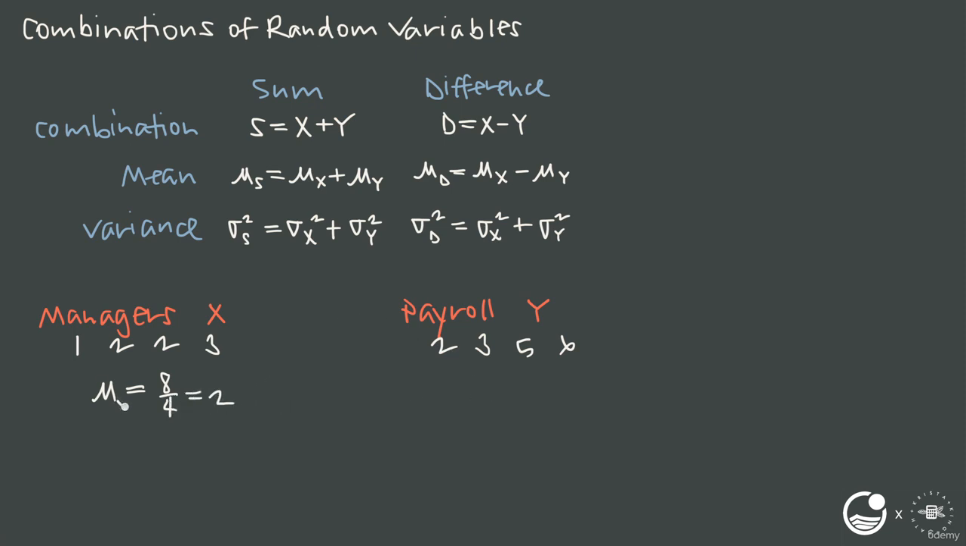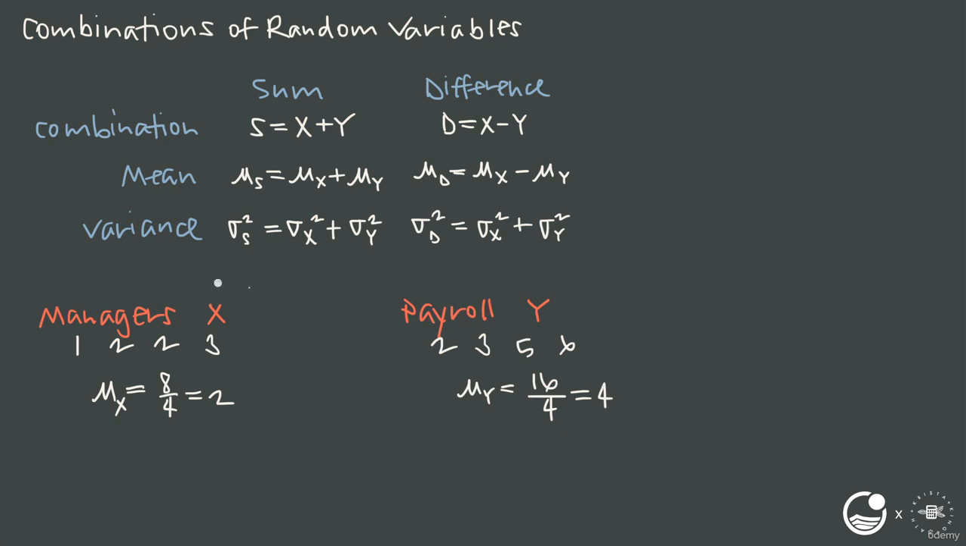And then over here, we'll say this is the mean with respect to the variable x. And then over here, the mean of the variable y will be 2 plus 3 is 5, plus 5 is 10, plus 6 is 16. So we have 16 divided by 4, or 4.